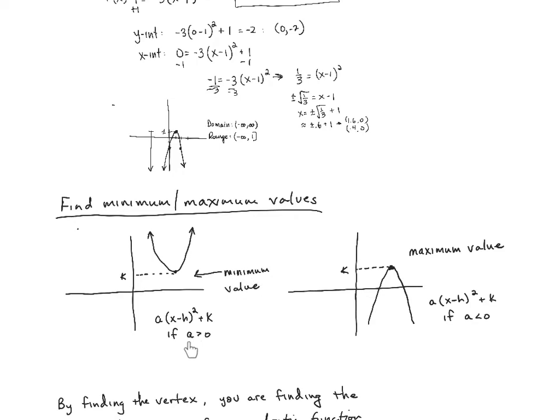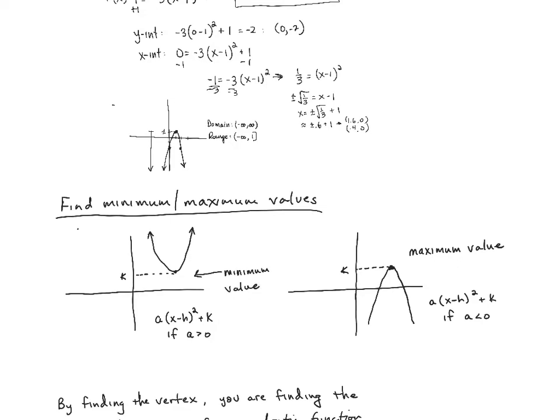That's if the a is greater than 0. By a, I mean the value in front here. This would be the horizontal compression or horizontal stretch. If a is less than 0, that means that there's been a vertical reflection, and so the graph is facing upside down. If the parabola is facing upside down, then the vertex is what's known as a maximum value.